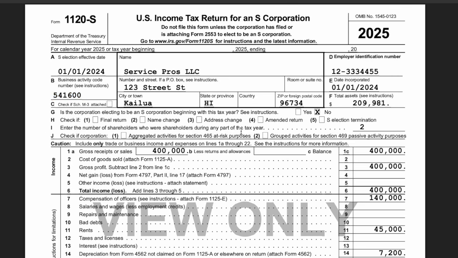Here at row I, this is the number of owners. So in this example, there's 2 member owners. This is an LLC, which you can tell by the name of the business, Service Pros LLC, and it's elected S-corp status when it started.